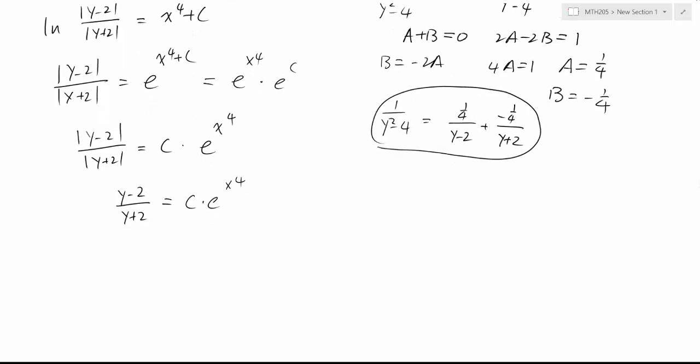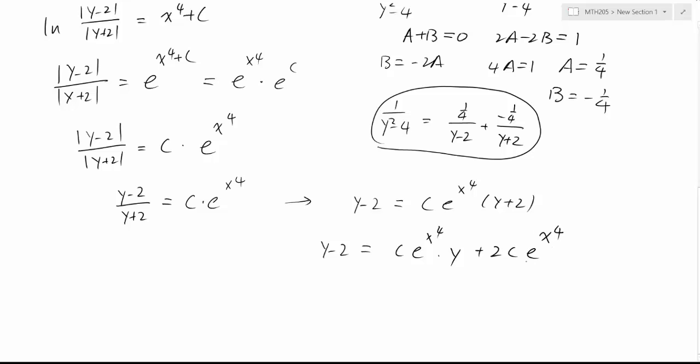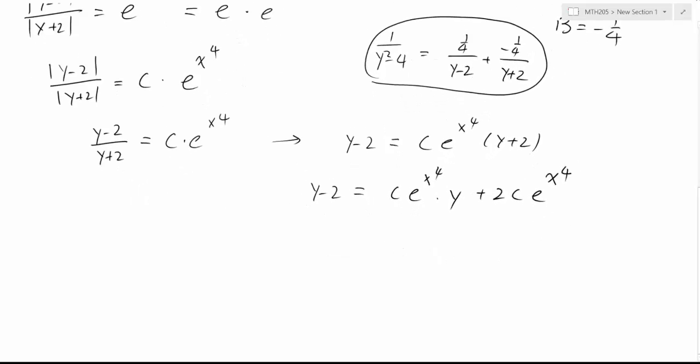Let's go a little bit further, because sometimes we do hope to solve for y explicitly. So y minus 2 is equal to c e to the x to the fourth times (y plus 2). So we have y minus 2 is equal to c e to the x to the fourth times y plus 2c e to the x to the fourth. Now we cannot just say this 2c is just another constant, because c already appeared over here. So we need to keep this c.